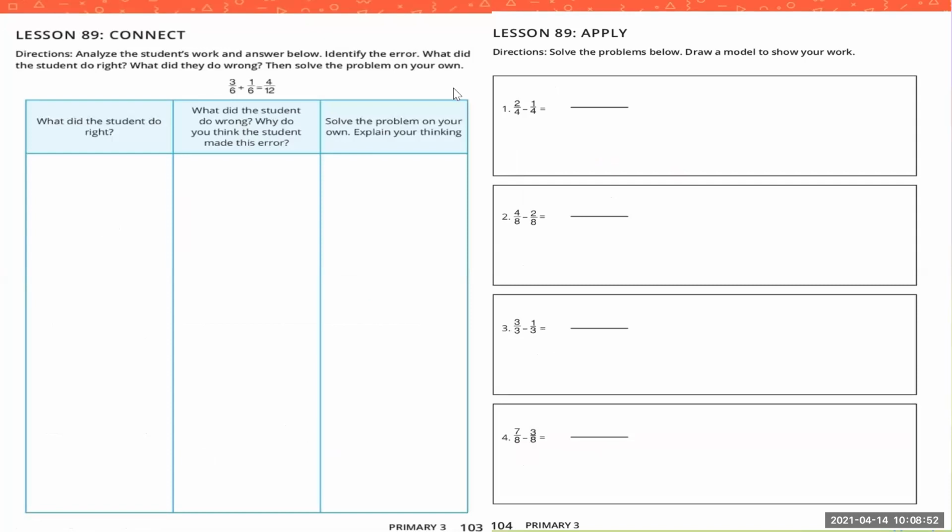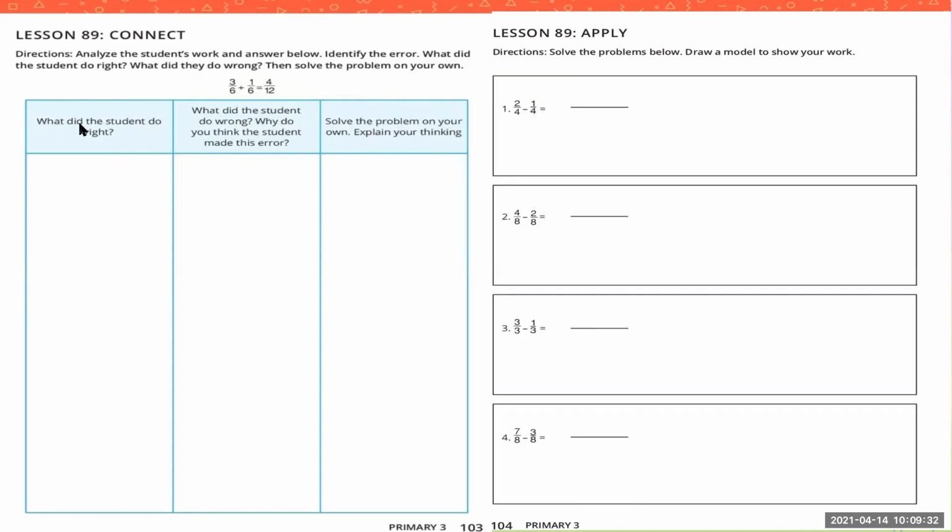Now, let's focus together on the next lesson, 89. Here, I have a student who answered a question, and I want to know if his answer is correct or wrong. 3 over 6 plus 1 over 6 equals 4 over 12. Is it right? No. Excellent. It's not right.